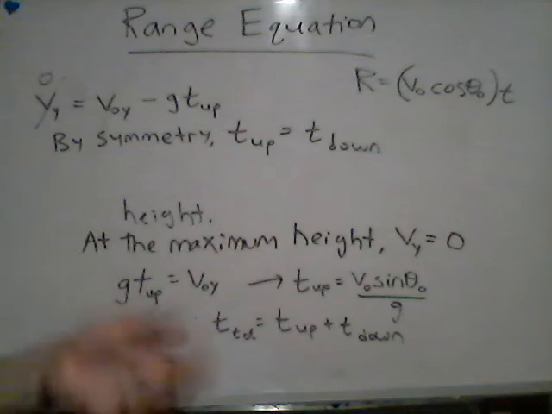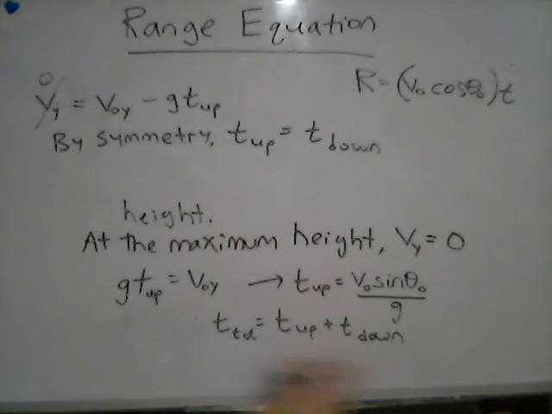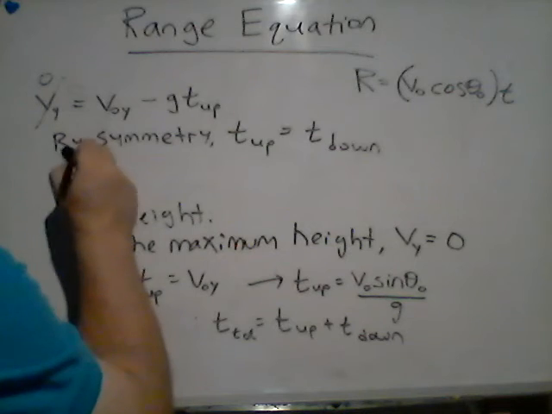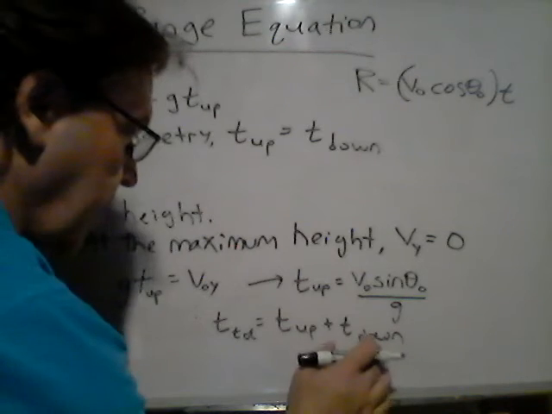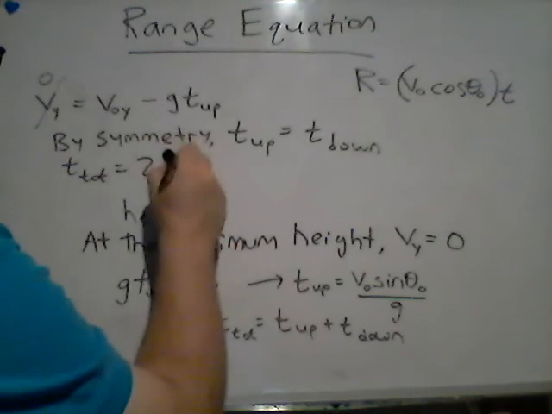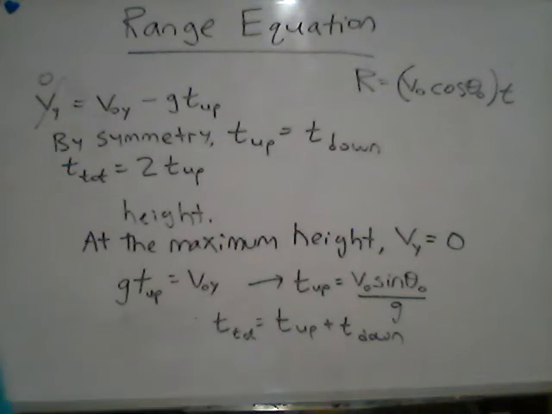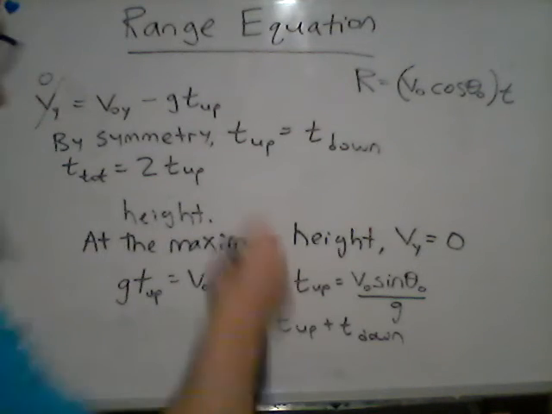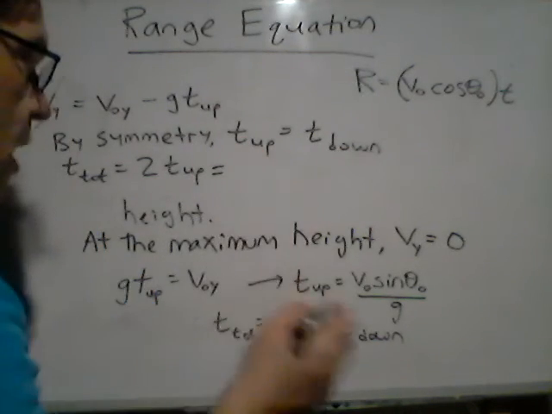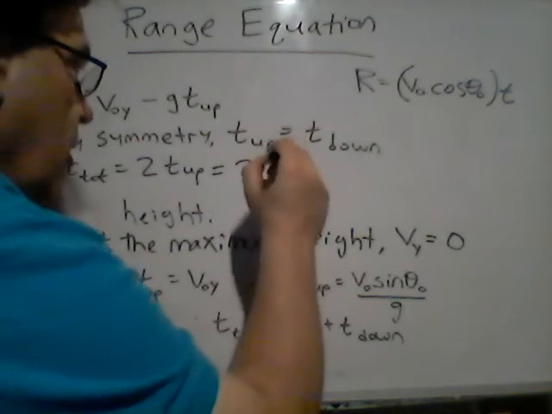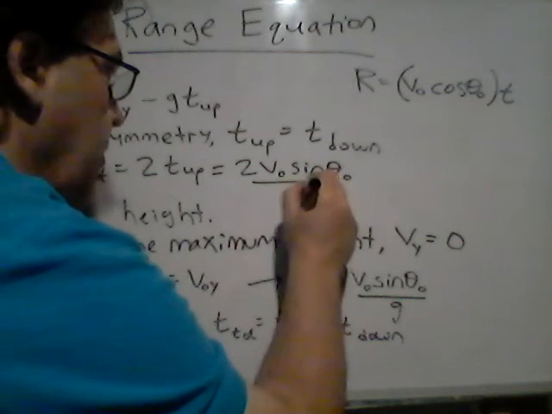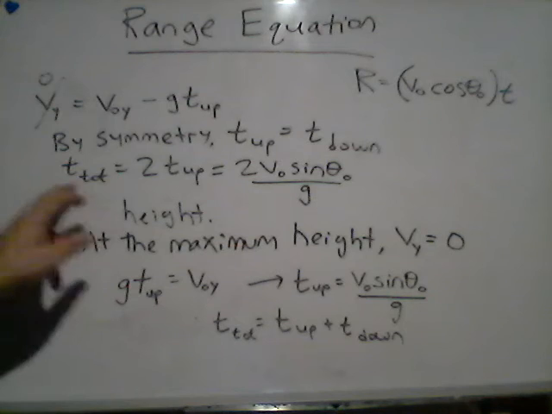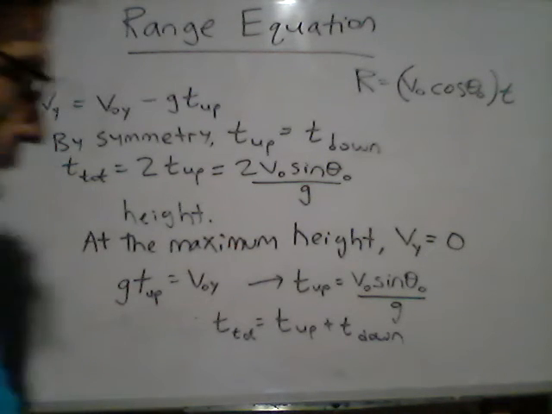There's no reason for me to believe otherwise. And so what that basically means is that T total is going to be T up, and T down is the same as T up, so I can write this as 2 times T up. Since we know that T down is the same as T up, we can substitute for T up. And we know what T up is: v naught sine theta naught divided by g. So the total time becomes 2 v naught sine of theta naught all divided by g. That is the total time. So that's the time for the entire motion.